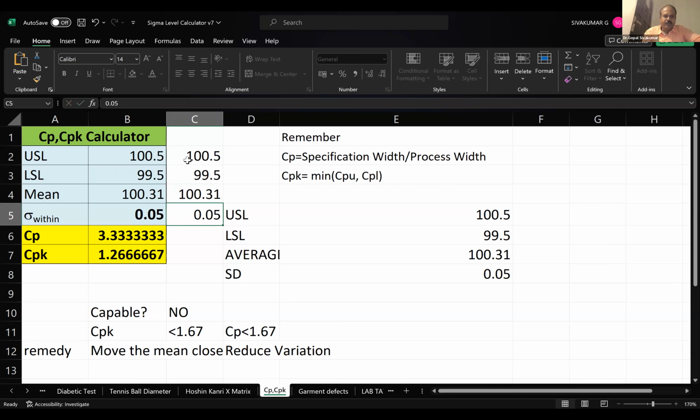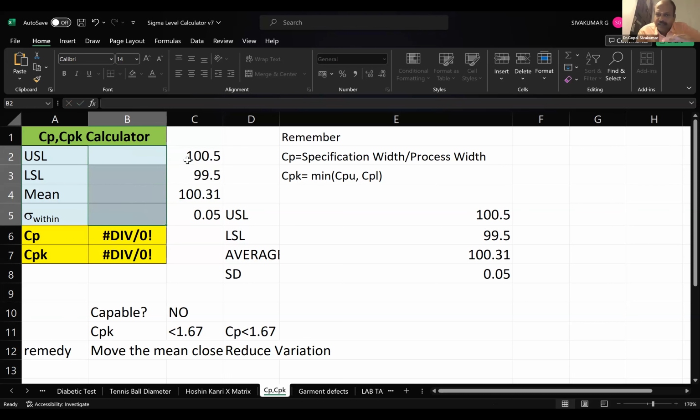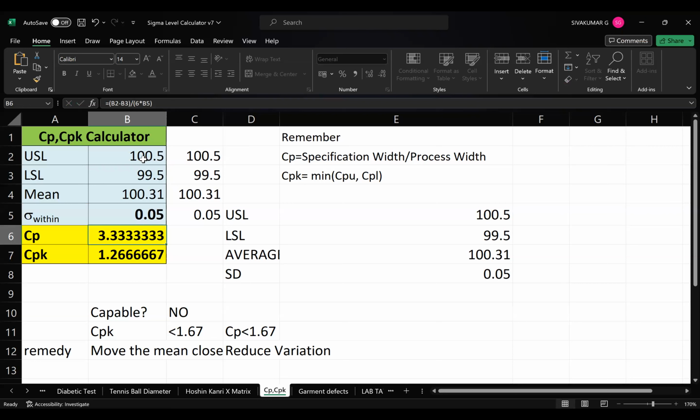See here, for a particular process, the specifications are 100 plus or minus 0.5. So upper spec is 100.5, lower spec is 99.5. Now the calculated process average is 100.31. Process standard deviation is 0.05. I give all these values and then enter. Now, what is the Cp you are getting? 3.33. Cpk is 1.26. Now tell me, is your process capable?